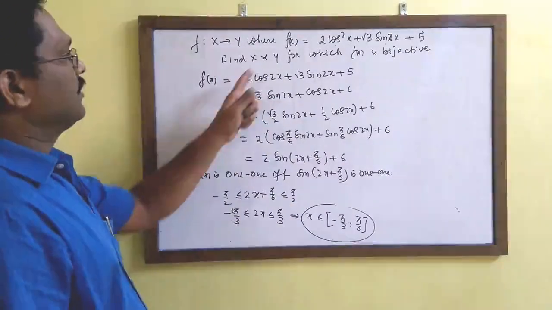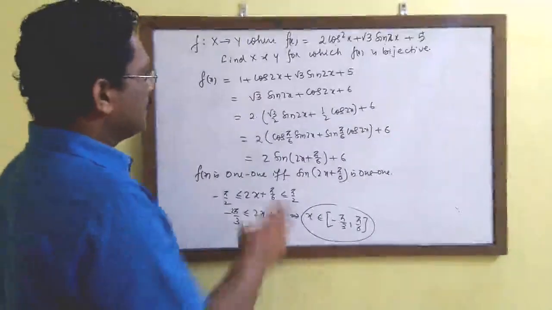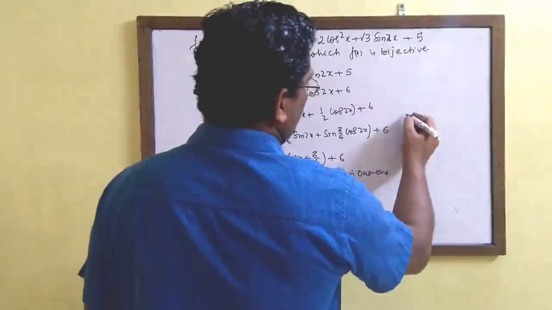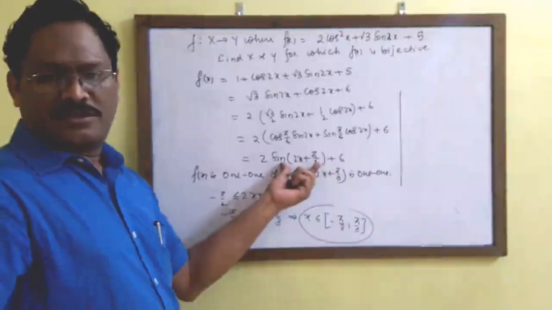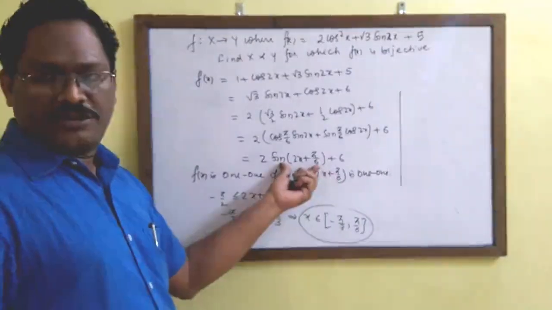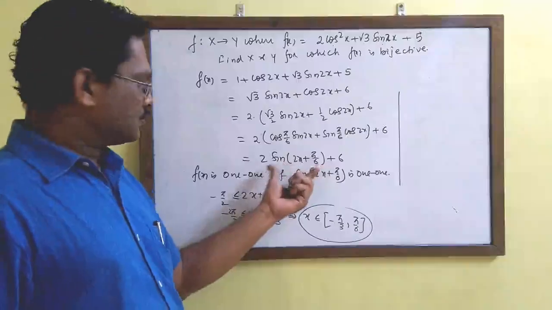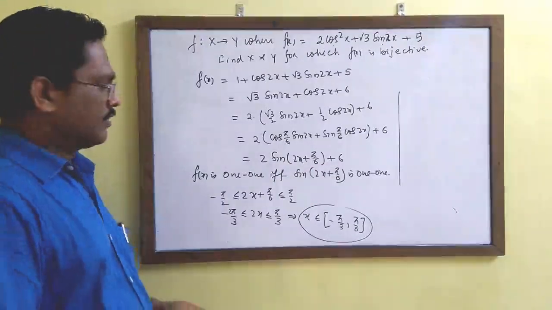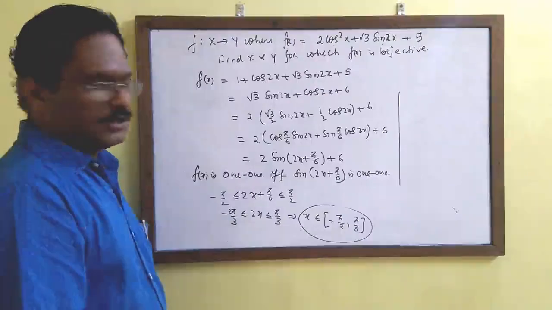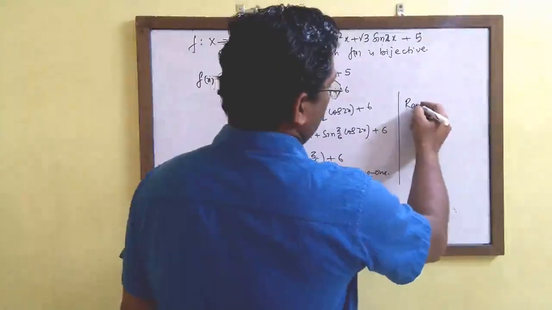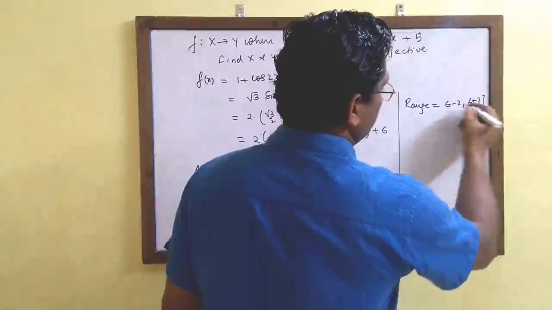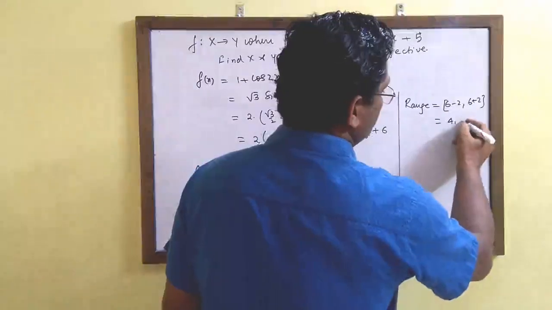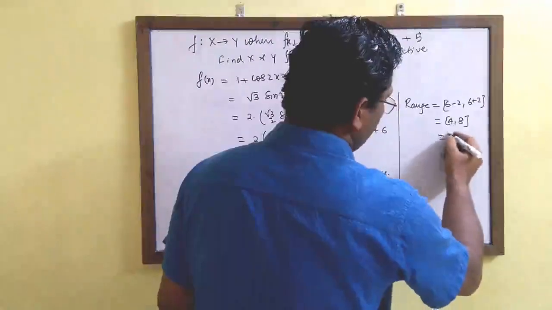Now what could possibly be the set y? What is the range of this function? Sine theta varies from minus 1 to 1, so 2 sine theta will vary from minus 2 to 2. So the range of this function will be 6 minus 2 to 6 plus 2. So this is 4 to 8. So this should be your set y.